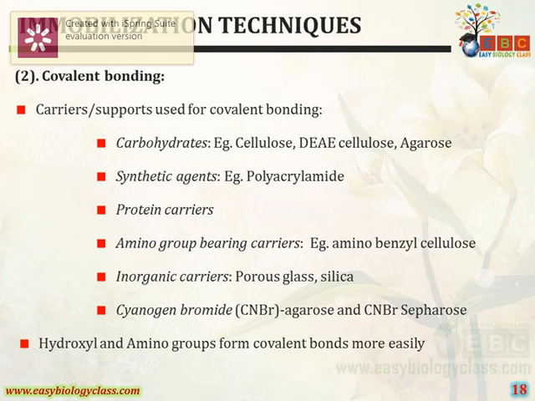In covalent bonding, carriers or support systems are made up of carbohydrates, that is cellulose or agarose. It may be of synthetic agents, that is polyacrylamide. Polyacrylamide is used to make the gel for the separation of proteins. Polyacrylamide gel electrophoresis is used for the separation of proteins. Then it may be a protein carrier, an amino group bearing carrier, porous glass or silica. Then cyanogen bromide or agarose or saccharose also can be used for the support system.